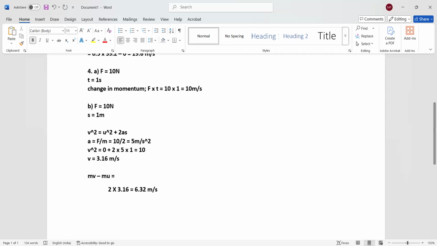Next question is, a ball of mass 0.2 kilogram falls through air with an acceleration of 6 meter per second square. Calculate the air drag on the ball. So net force is equal to mg minus drag force.